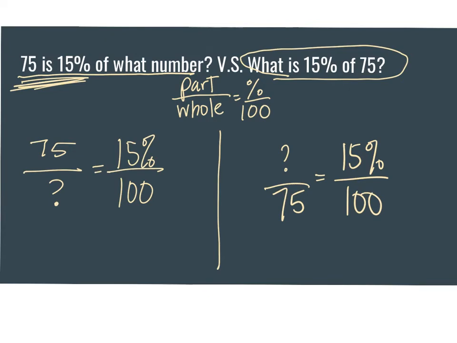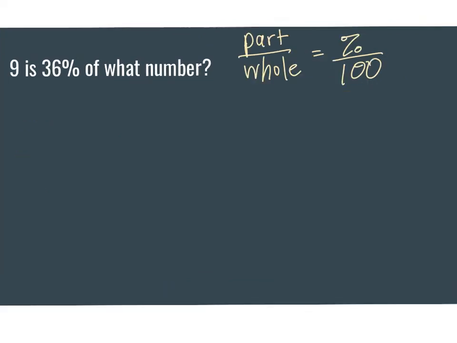Now that we've taken note of some of the differences in setting up our problem, the solving of the equation is the same. We'll still use the butterfly method to solve for the unknown. Moving on, let's look at some practice problems to solve. Here is our next problem: 9 is 36% of what number?